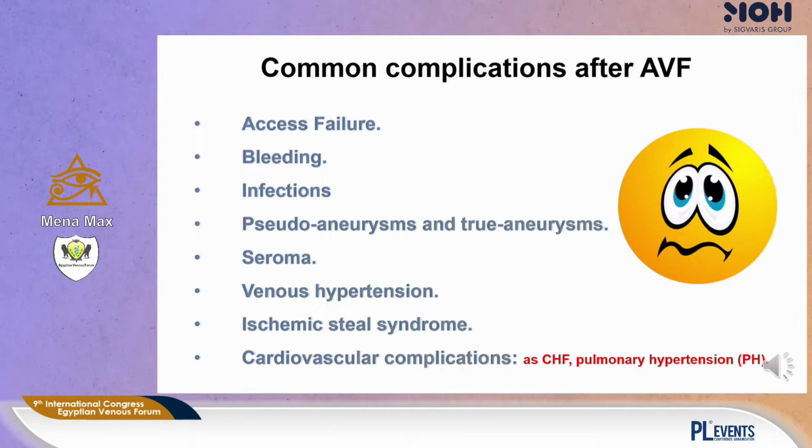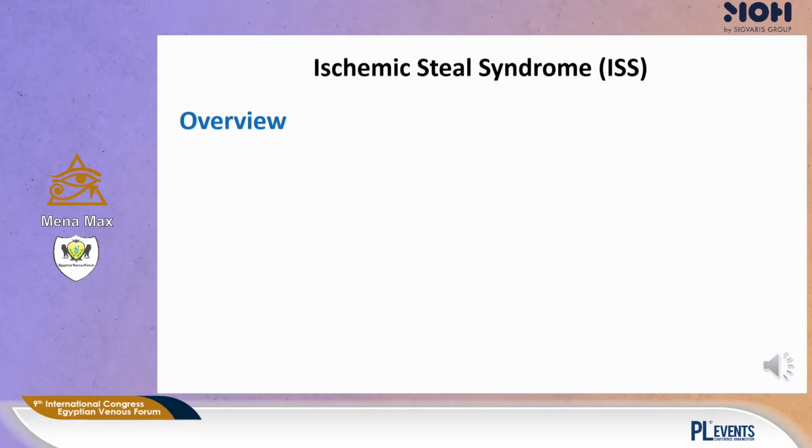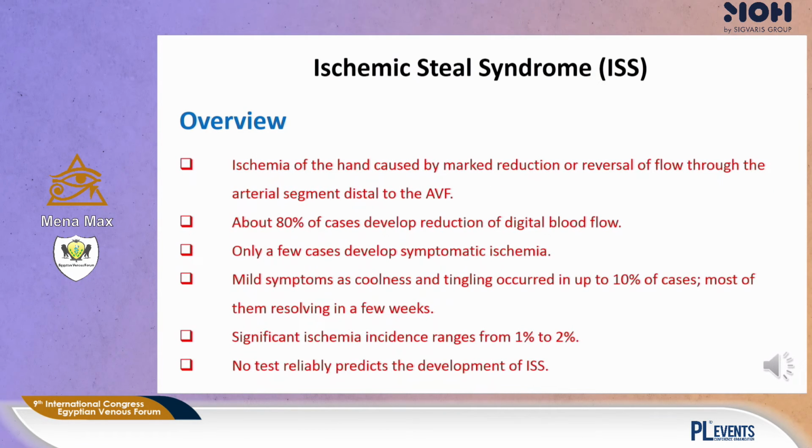Common complications of the fistula: access failure, bleeding, infection, aneurysms, seroma, venous hypertension, ischemic steal syndrome, and cardiovascular complications. Ischemia is a reduction of the blood flow distal to the fistula. About 80% of the cases have a reduction in distal blood flow. Only 10% of the cases have mild symptoms which resolve in a few weeks. Only 1 to 2% have a significant ischemia.